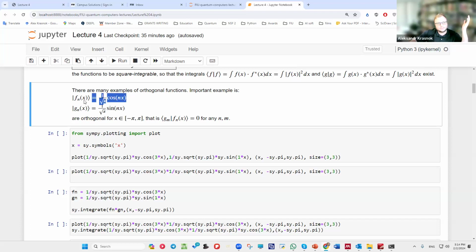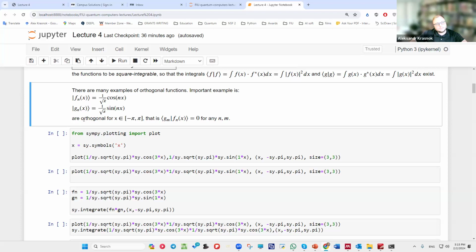So in fact, this is not just one function, right? This is an infinite number of different functions: cosine x, cosine 2x, cosine 3x, and so on. And of course, I can introduce another set of functions, g_n of x, which is the same but sine instead of cosine over here. So it is again an infinite set of functions: sine x, sine 2x, sine 3x, and so on.